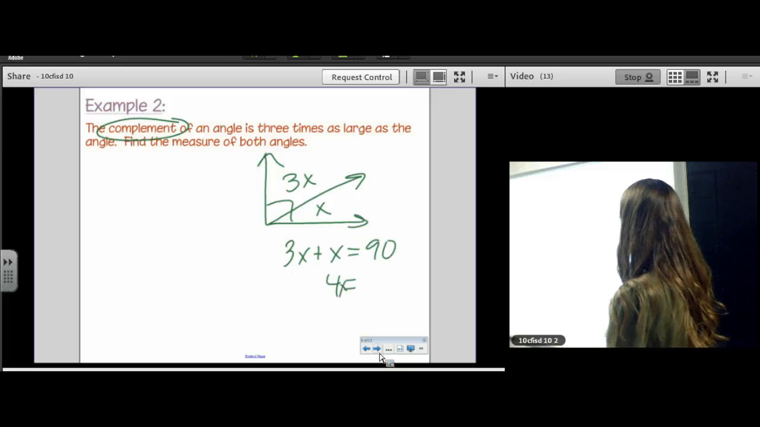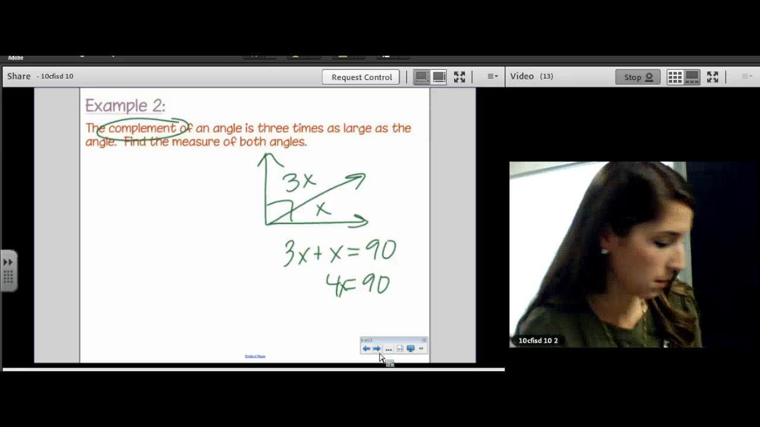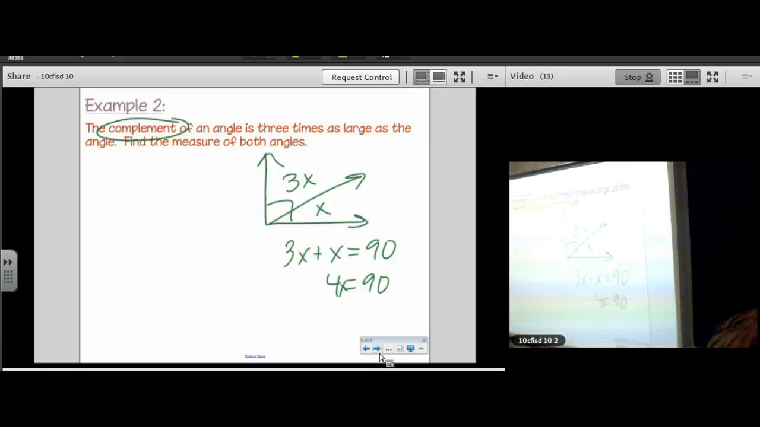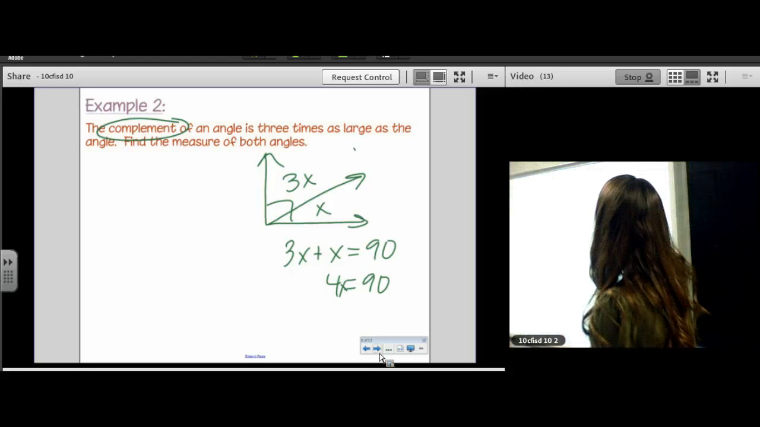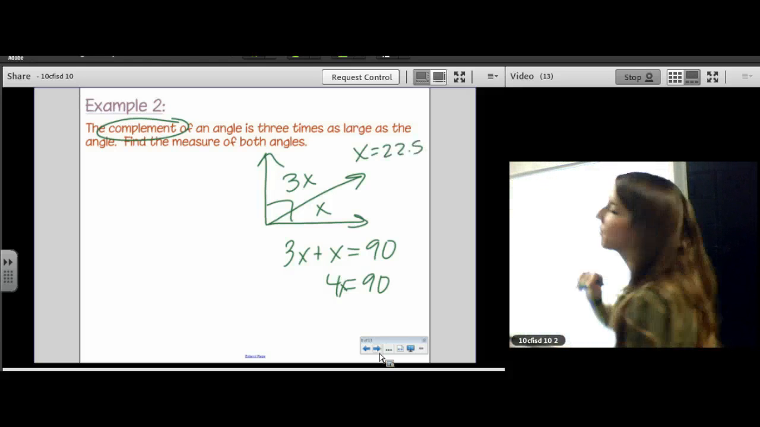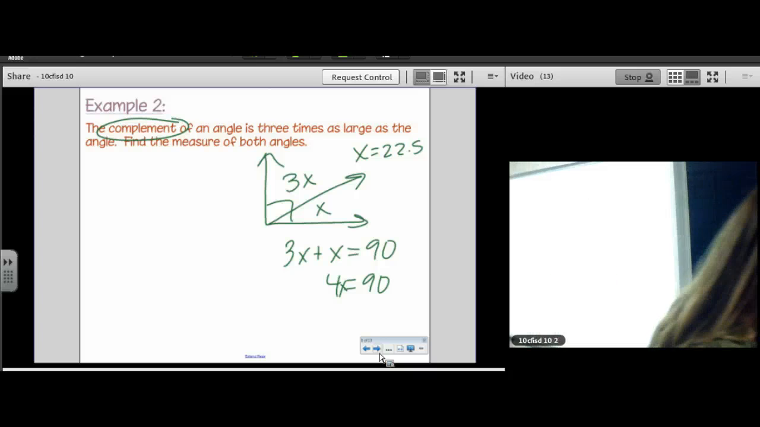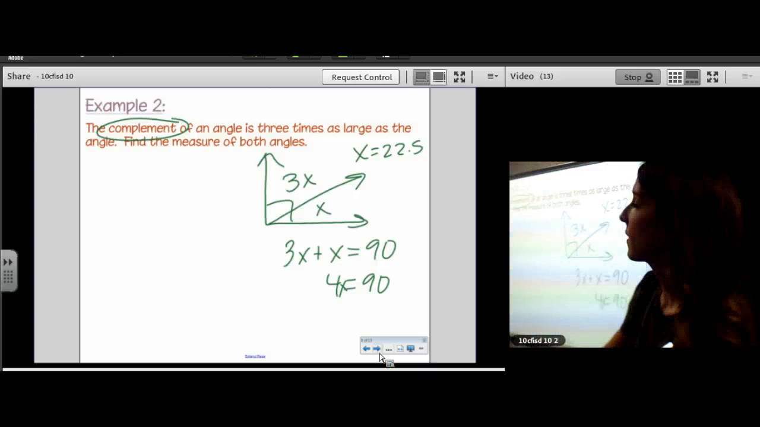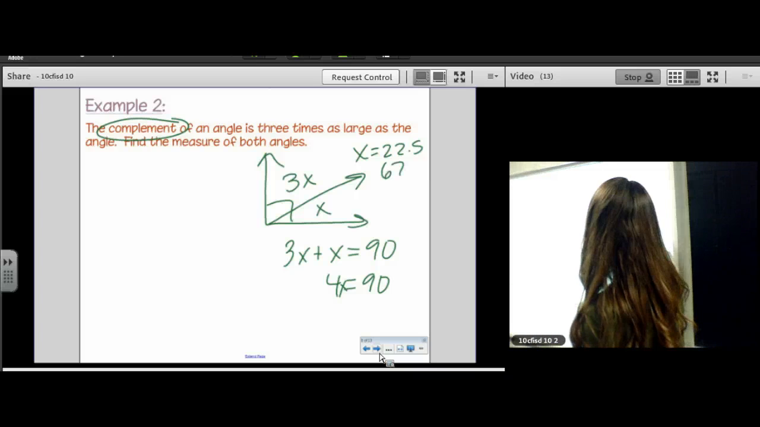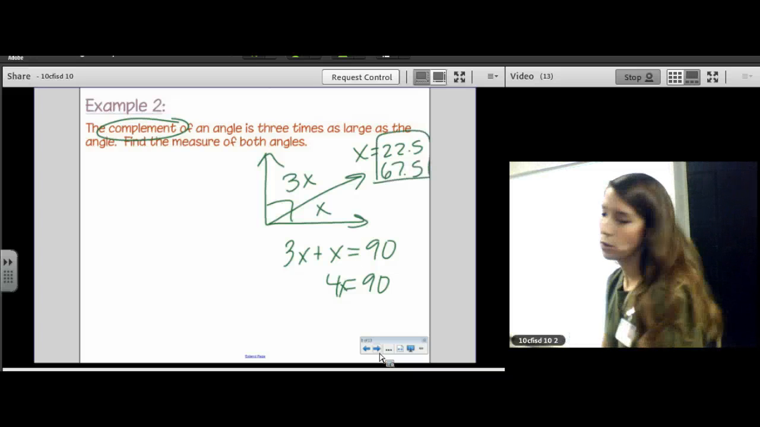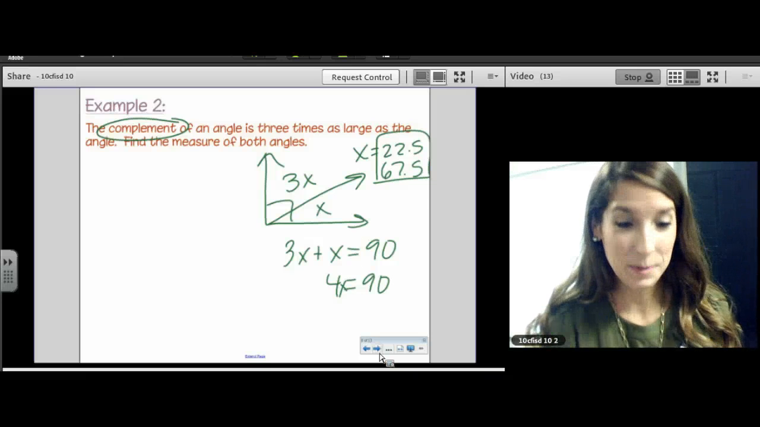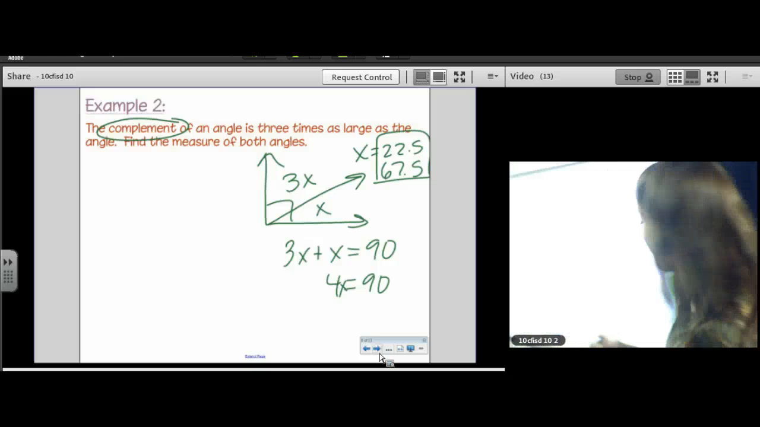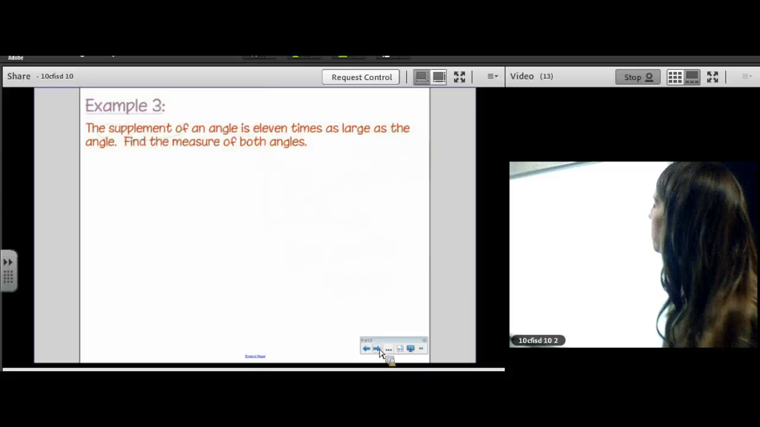So our equation is 3x plus x equals 90. 4x, oops, I'm getting too excited. 4x equals 90. X equals 22.5. And then we triple it, times 3. And the other one is 67.5. So there's our two angles. Those are the measures of the two angles. Good job. Decimals are allowed sometimes. They are, I know. It's scary to get a decimal.